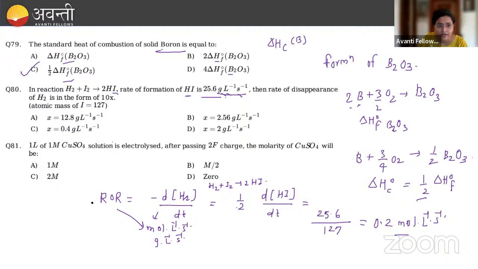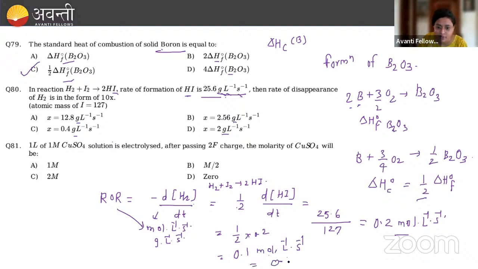And we need to calculate the answer in gram per liter only. See here, gram per liter. So again we need to convert that. We will use this 0.2 mole value. So for d[H2]/dt equal to 1/2 d[HI]/dt, put this value here: 1/2 into 0.2. What will be the answer? It is 0.1 moles per liter per second. This is for H2, but this is in terms of moles.